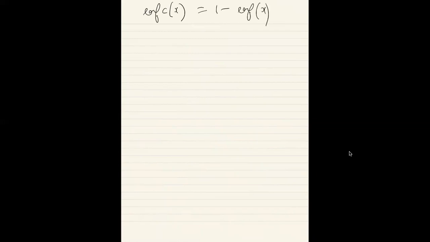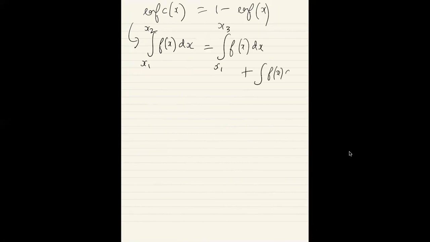So this is just an example of how to integrate things. But we used a general property here, which is that the integral of f of x dx from x1 to x2 can be split into the integral of f of x dx from x1 to x3, plus the integral of f of x dx from x3 to x2, if x1 is less than x3 is less than x2.